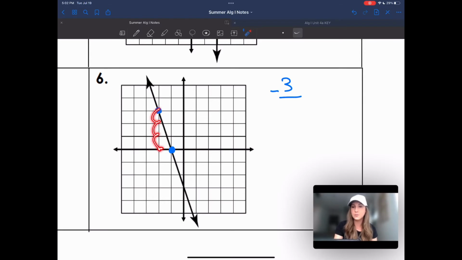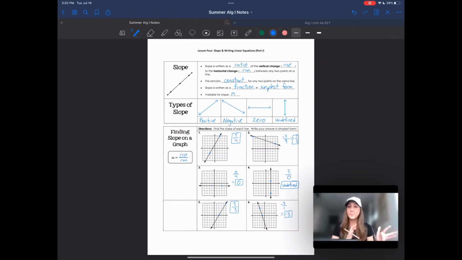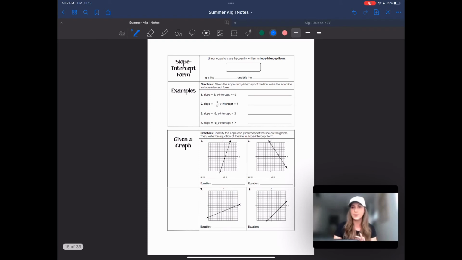So down 1, 2, 3, and then I'm going to go over 1. So negative 3 over 1, which if I simplify that, you don't really need the over 1 part of it. So this just simplifies to the number negative 3. And you want to leave it like that as a whole number. Okay, that covers the slope portion. Let's see what else we have over here.